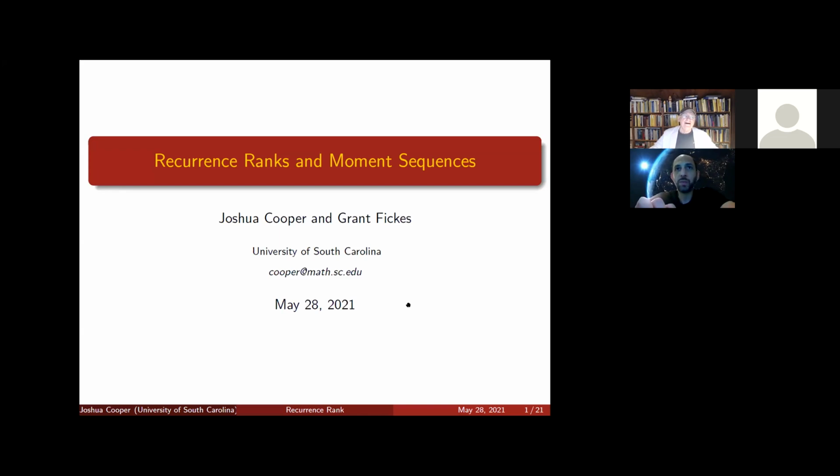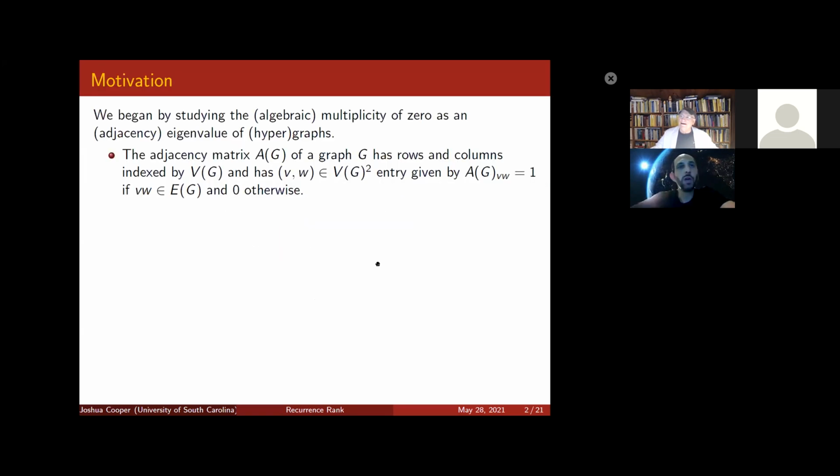Yeah, so this is joint work with my PhD student, Grant Fickus, who's at USC. We actually came at this from a weird angle. We started by looking at some spectral graph theory, which I spend a lot of my time doing, namely the algebraic multiplicity of 0 as an adjacency eigenvalue of hypergraphs.